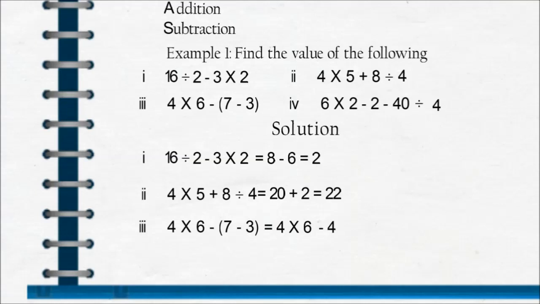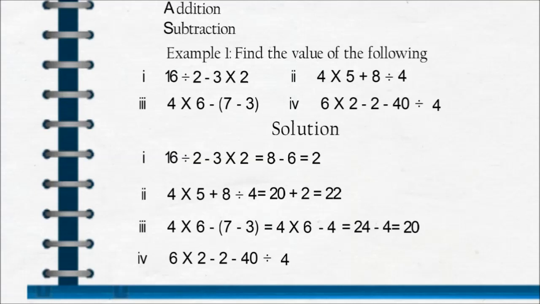Then we carry out the operation of multiplication, which is 4 multiplied by 6. That will give us 24. So we have 24 minus 4, which will give us 20. In number 4, we have 6 multiplied by 2 minus 2 minus 40 divided by 4.